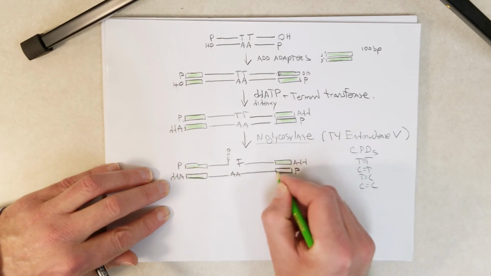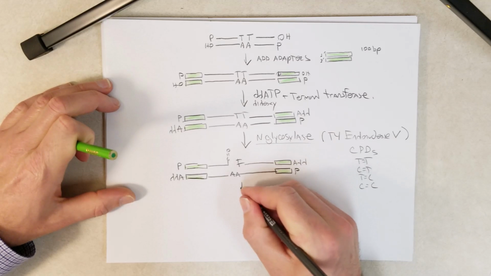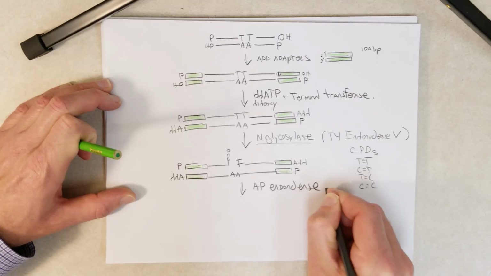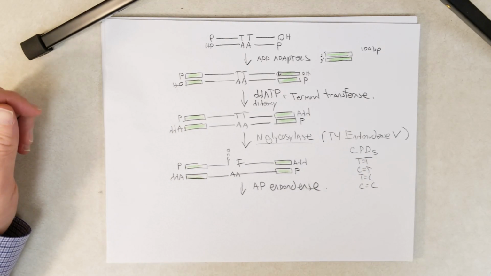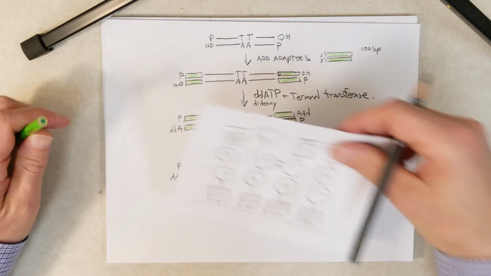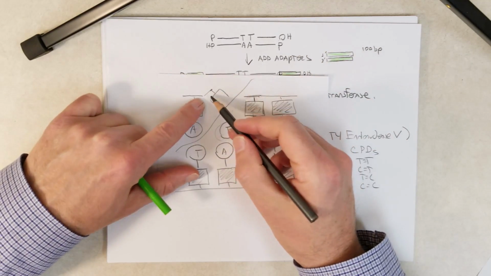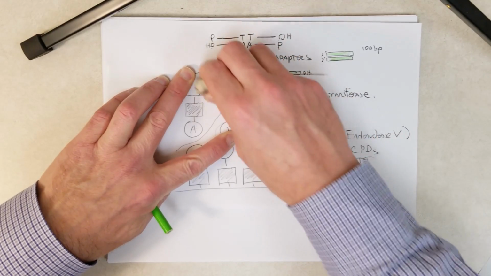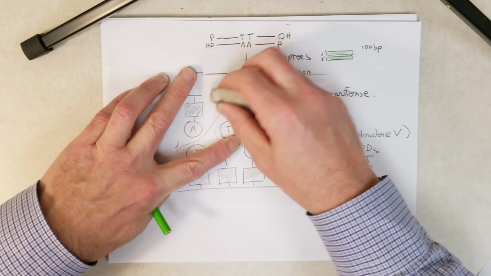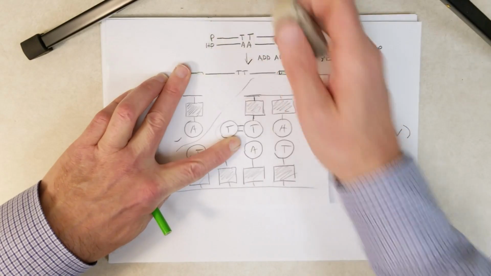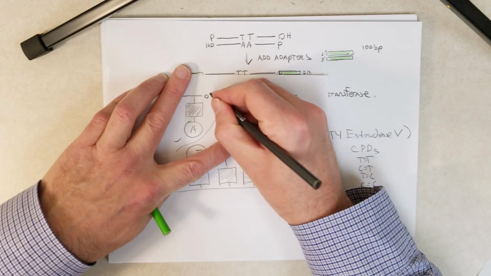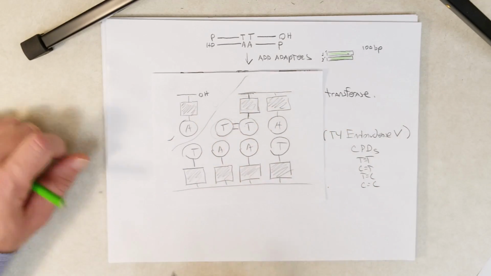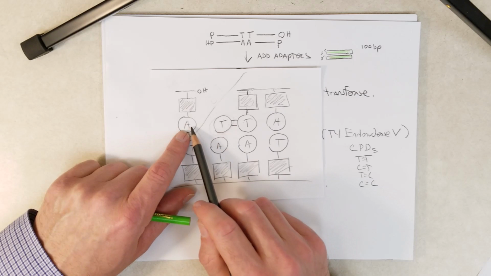So we're going to add another enzyme now that we also saw in base excision repair, AP endonuclease. Now essentially what AP endonuclease is going to do is remove that broken 5-carbon sugar there, that broken ribose, or deoxyribose. It's going to get rid of that, and it's going to leave a 3' OH group on that nucleotide right here.